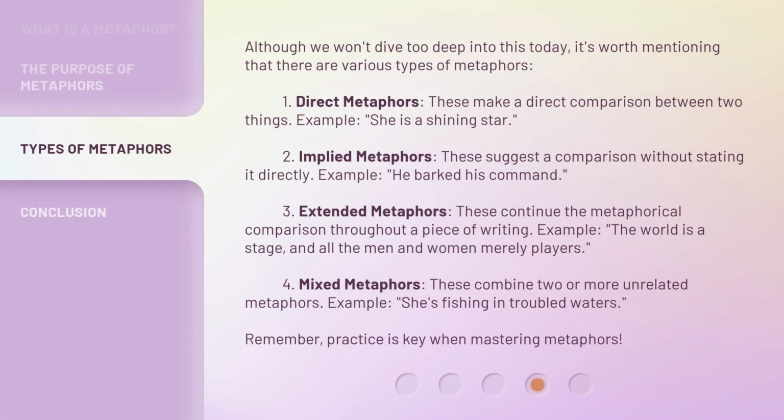Although we won't dive too deep into this today, it's worth mentioning that there are various types of metaphors. 1. Direct metaphors. These make a direct comparison between two things. Example, "She is a shining star." 2. Implied metaphors. These suggest a comparison without stating it directly. Example, "He barked his command."